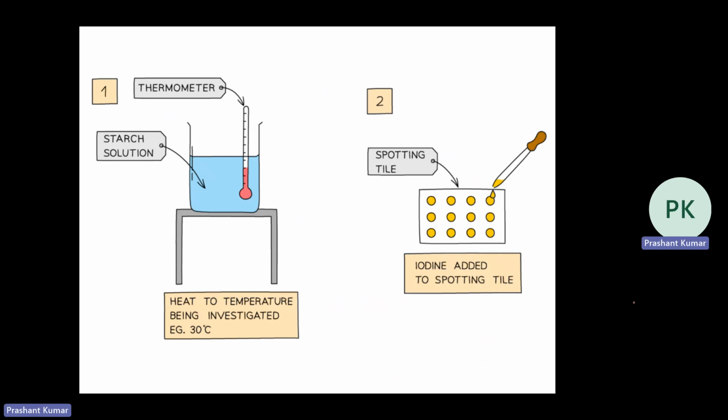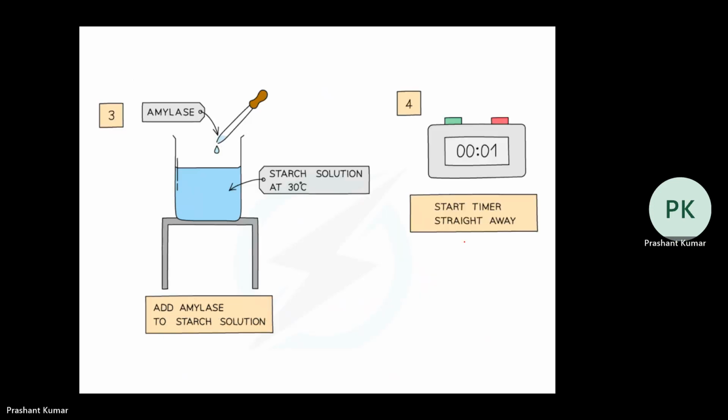So this is a pictorial representation of how the experiment has been done. This is your sample, the starch solution, the blue color. A thermometer is kept to check the temperature of the solution. And this investigation is done at 30 degrees. Second, we have spotting tiles. So iodine is added to the spotting tiles, like this. Then an amylase drop is taken, and we are going to put the amylase and starch solution at 30 degrees. We'll put it on the tiles, and the timer will start.